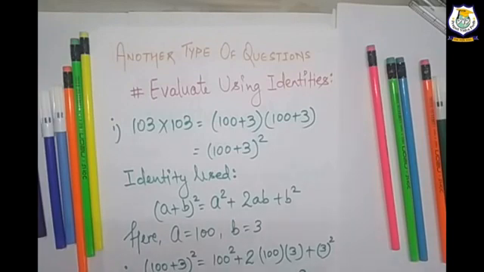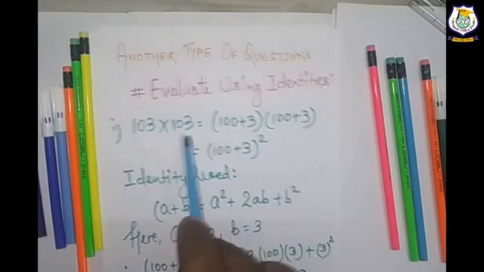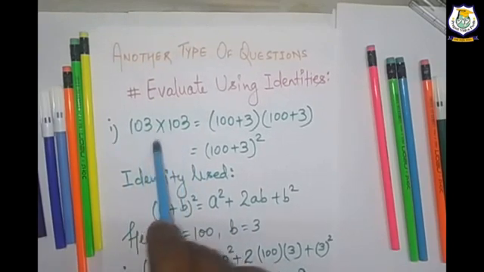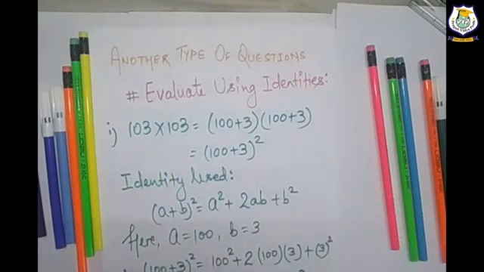I'm going to take you through another type of question in which we have to evaluate some values. Suppose we have the question 103 multiplied by 103. We have to find the value of this product, and we are doing it with the help of an identity. We are not simply multiplying them.